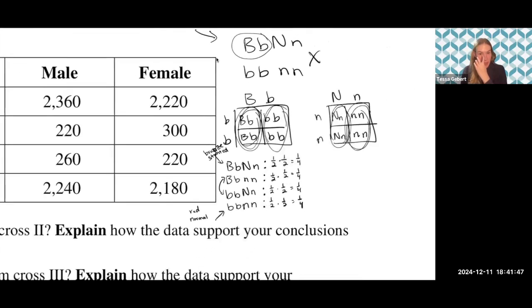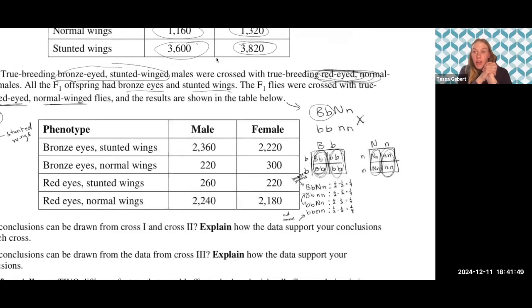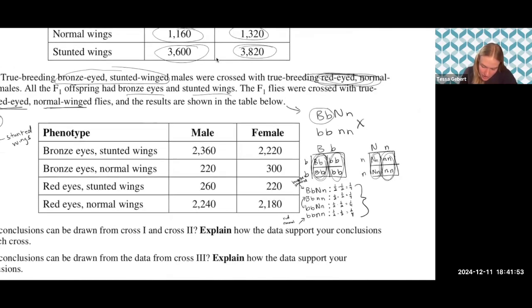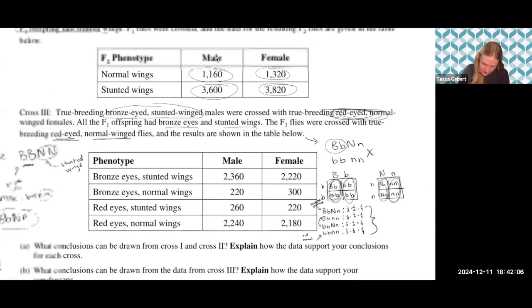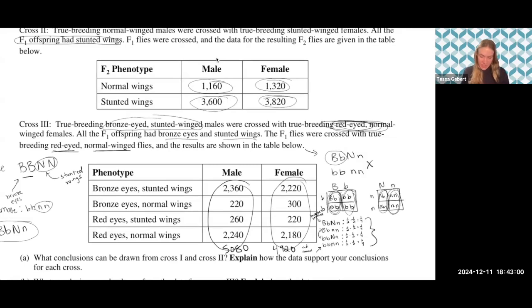Okay. Now, these are my expected ratios. So I should expect 1/4 of my offspring to be each of these. Using my calculator, I'm going to add up how many offspring I have. Okay, so it does add up to 10,000.